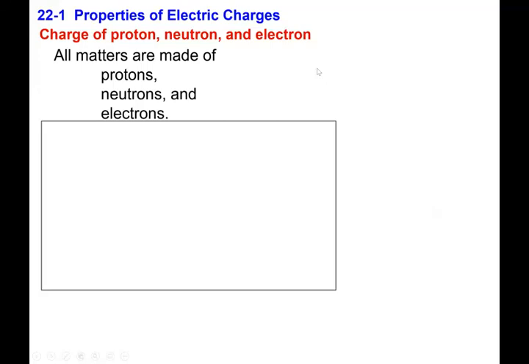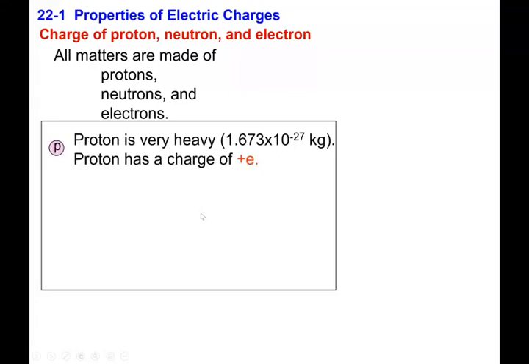Okay, now, you have seen this before. Atoms are made out of a nucleus that has usually protons and neutrons, and the cloud around the nucleus is the electron cloud. Protons are positive, and so they have a charge of plus e, 1.6 × 10^-19 coulomb, and the proton is very heavy compared to the electron. Obviously, it's 1.67 × 10^-27 kilograms.